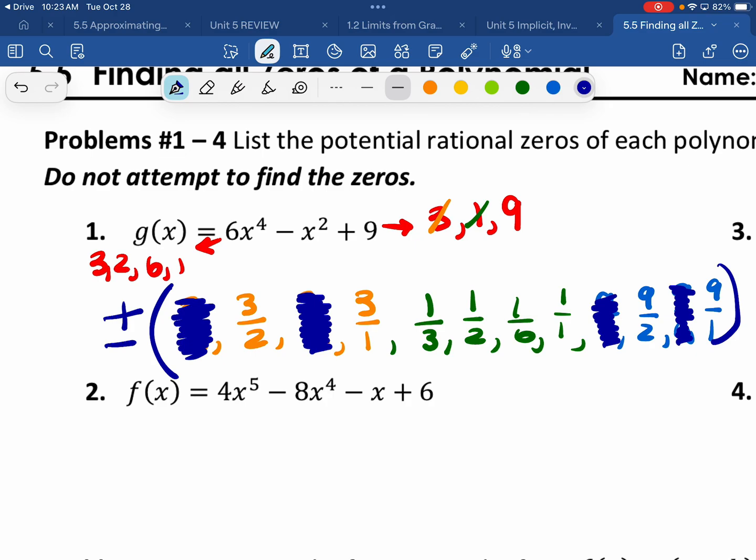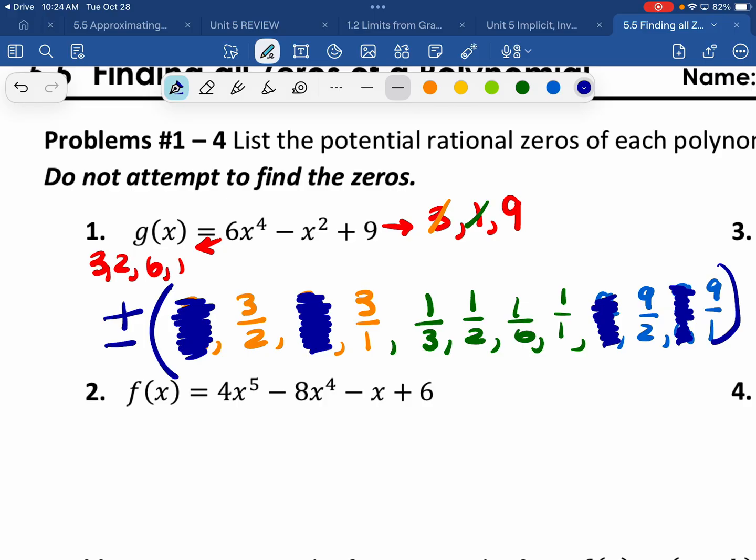All right, so these are all possible zeros. Not true zeros, but one of these is probably a true zero, and that's the answer. So all I want to do on 1 through 4 is just list them. I don't want to find them. So right now we're just listing them. Does that make sense? All right, I'm going to give you maybe 3 minutes to attempt the next 3.